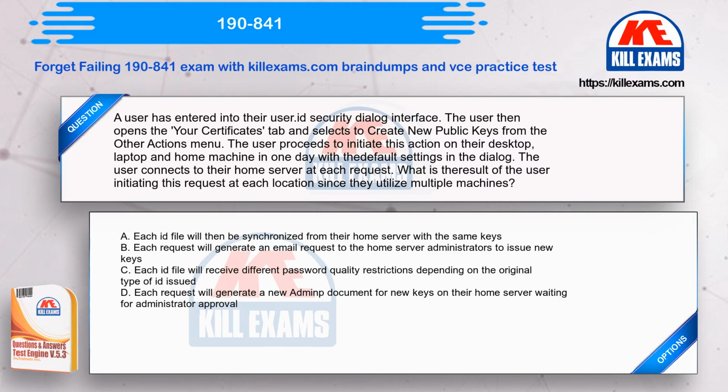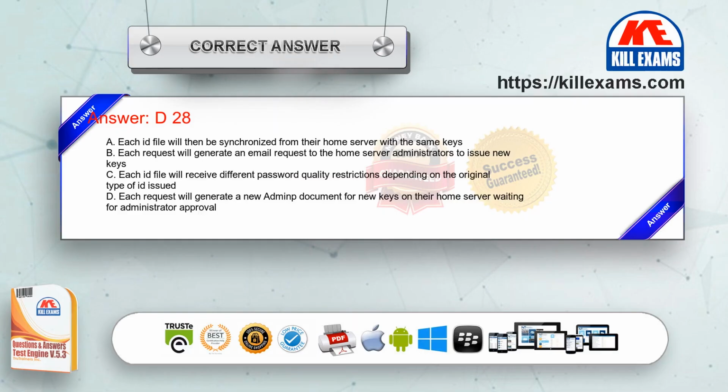Option A. Each ID file will then be synchronized from their home server with the same keys. Option B. Each request will generate an email request to the home server administrators to issue new keys. Option C. Each ID file will receive different password quality restrictions depending on the original type of ID issued. Option D. Each request will generate a new admin document for new keys on their home server waiting for administrator approval. The correct answer is option D.